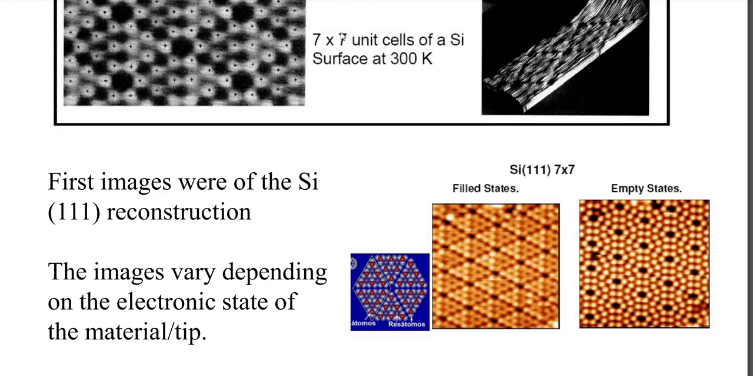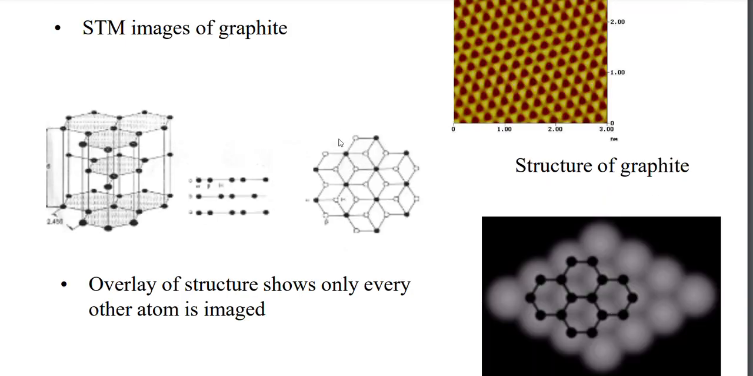Here we have the example of the silicon reconstruction. These images vary depending on the electronic state of the material or the tip. STM has also helped us obtain images of graphite, wherein we can see the crystalline structure of graphite, and the overlay of the structure shows only every other atom is imaged.